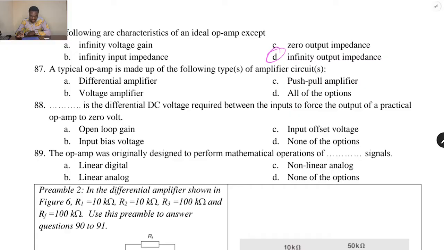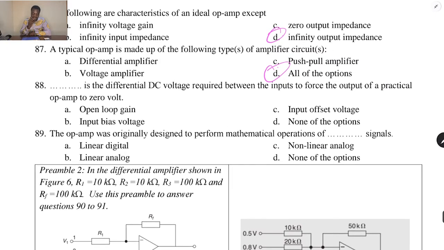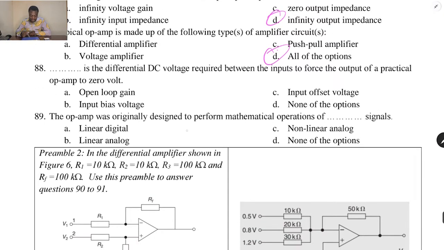A typical operational amplifier is made up of the following types of amplifier, except. So if you have an operational amplifier, we have this amplifier circuit. We have differential amplifier, voltage amplifier, we have push-pull. So yeah, here is a repeated past question.